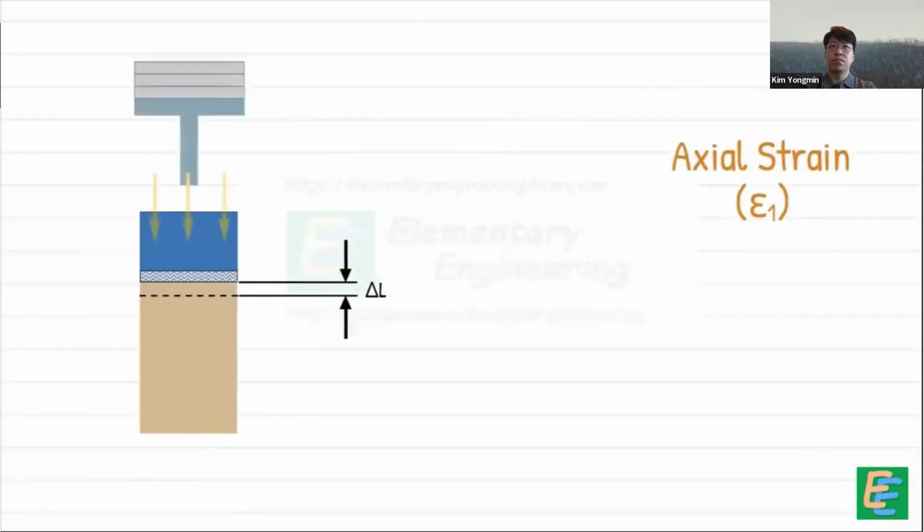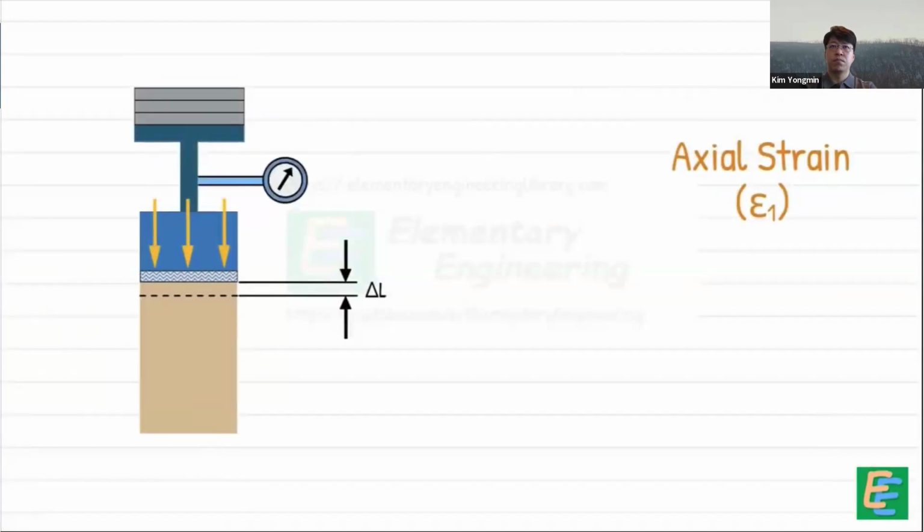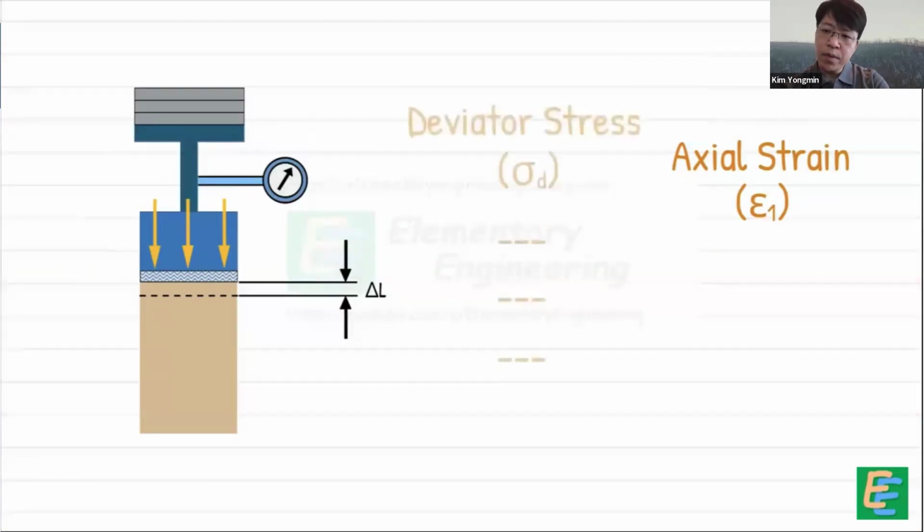The axial strain generated in the sample because of the deviator stress is measured using a dial gauge attached to the loading ram. We collect data on the increase. Can you remember our soil strain types? One is the volumetric strain, the other one is the shear strain. Volumetric strain is overall soil sample's volume change.